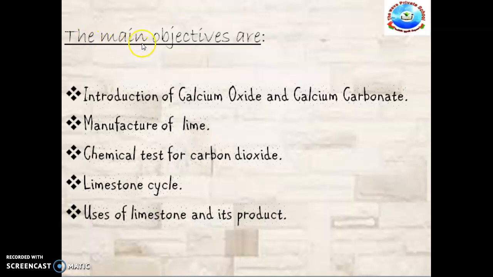The main objectives in this chapter are the introduction of calcium oxide and calcium carbonate. Next, the manufacture of lime. Then, the chemical test for carbon dioxide. Then we are going to see the limestone cycle and, lastly, the uses of limestone and its products. Let us proceed with the introduction of calcium oxide and calcium carbonate.